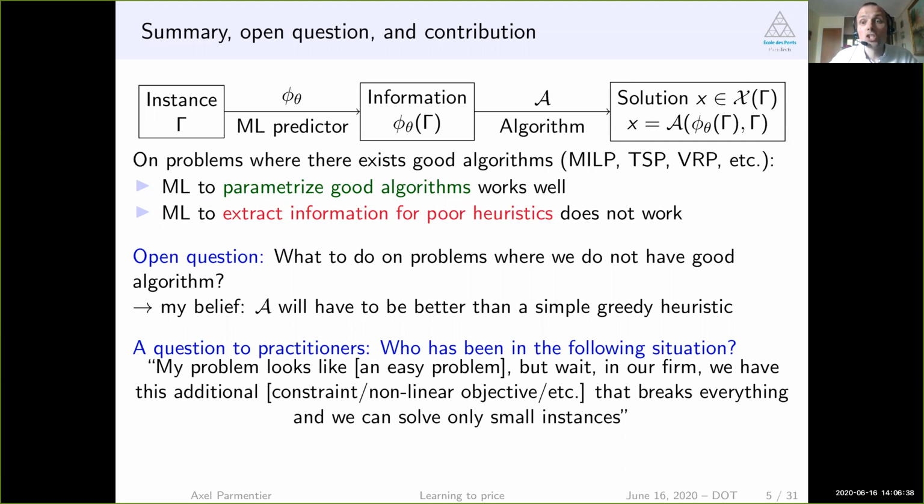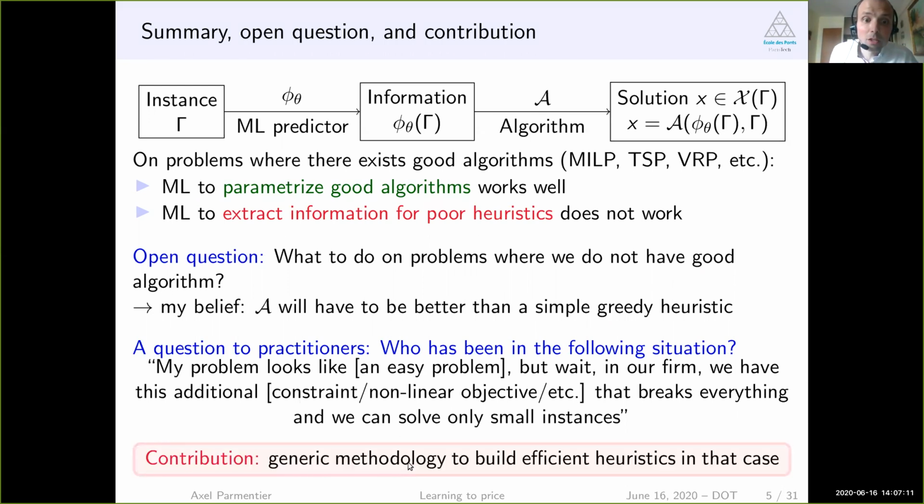And your problem is just like one of the well-known operations research problems, but there is this additional constraint, or this little change in the objective that makes everything collapse, and you can't use the good theory that exists on the classic operations research. And what I want to do is to use machine learning to address that situation and be able to use the good theory that has been constructed for a long time in operations research on my variant of the problem. And so what I will provide is a generic methodology to build efficient heuristics in that case.